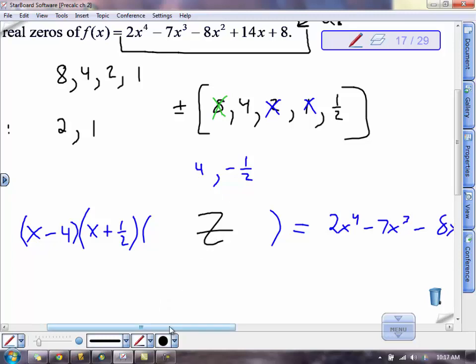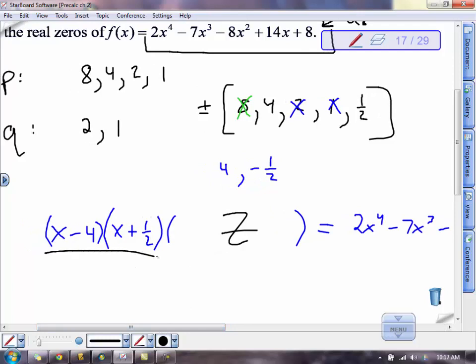Okay, I could divide both sides by this, right? This is a quadratic if I multiply it out. I could divide this quadratic into this one using long division, right? Or I could divide one at a time.